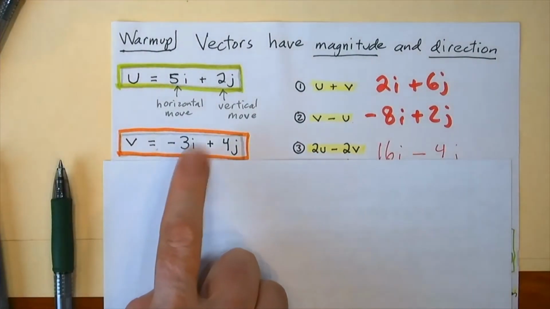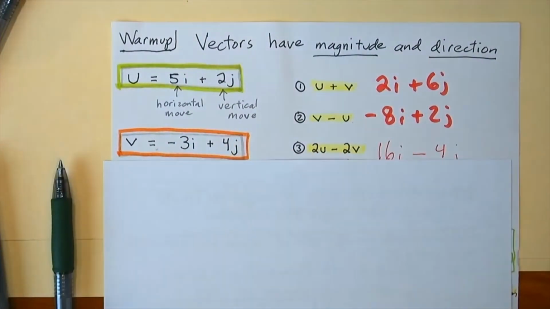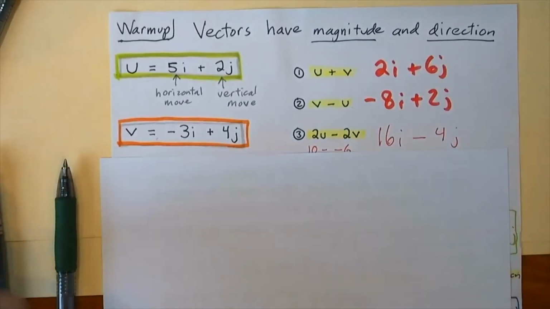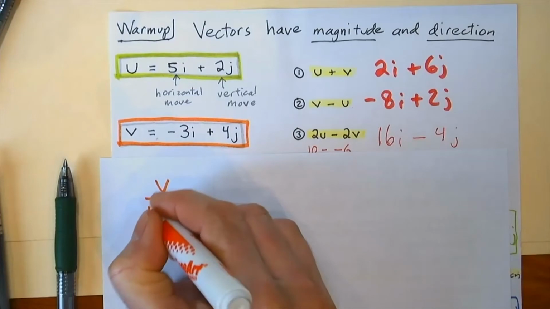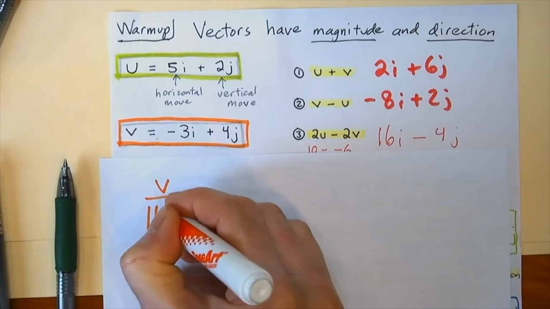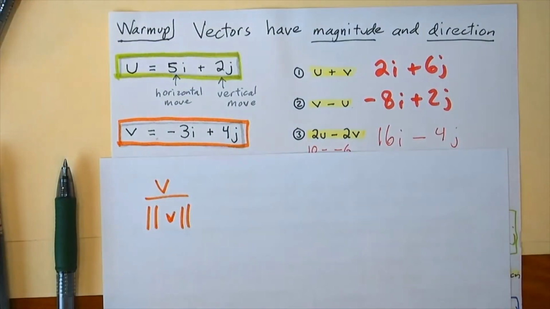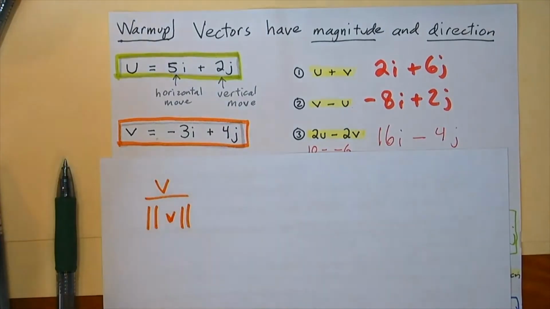Okay, you write the unit vector for this one. Go ahead and try it. Remember the rule: you put whatever the vector is over this. So what is this? That's the magnitude. Okay, what is your answer? Go ahead and pause it, then come back.